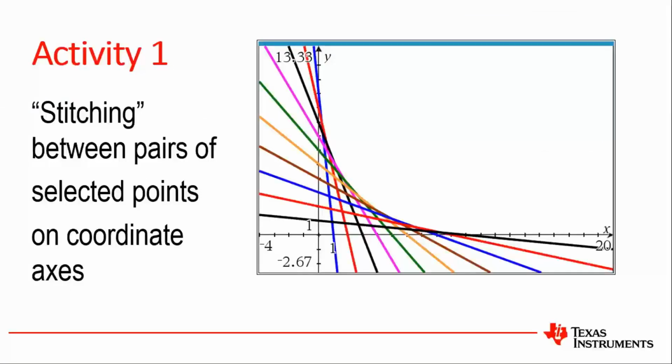we took a look at what happened when certain points on the X and Y coordinate axes were connected with lines. We called that stitching, and we produced a graph that's similar to this with curvature. And that was done with selected points, ones that you were told about in the activity.